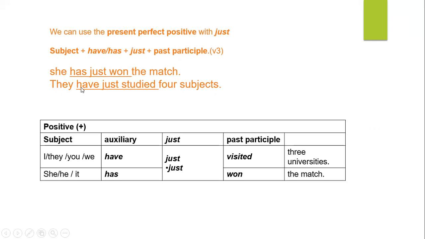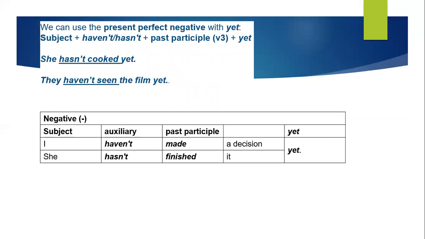They have. We use have with they because they is plural. They have just studied four subjects. Look here: plural with have plus just plus verb 3, and singular plus has plus just plus verb 3, and we put just in a positive sentence. Positive means an affirmative sentence. Here, for example, I have just visited three universities. Here, he has just won the match. It's very easy grammar. It consists of has and have plus verb 3. Again, we use just for a positive sentence.